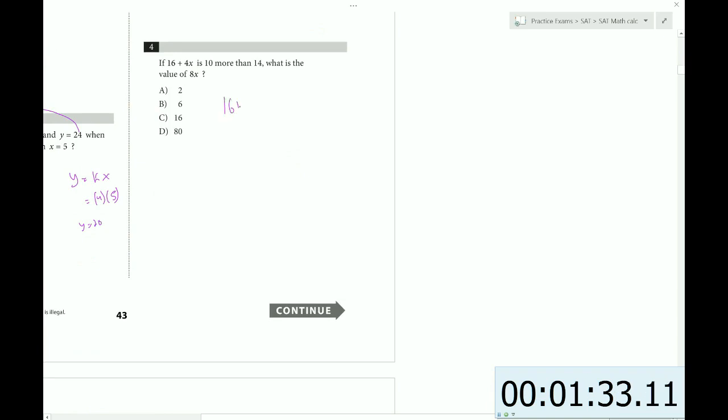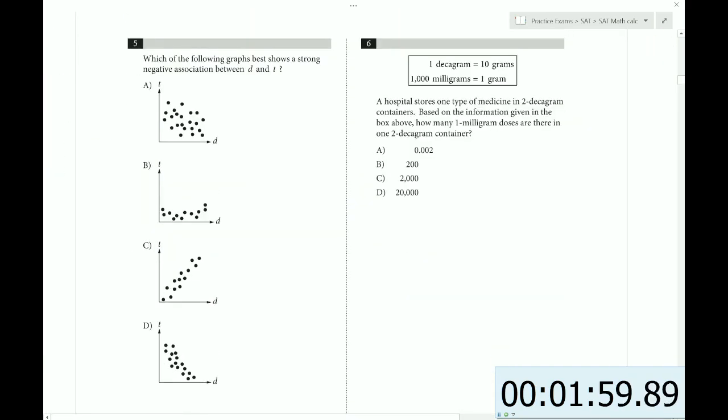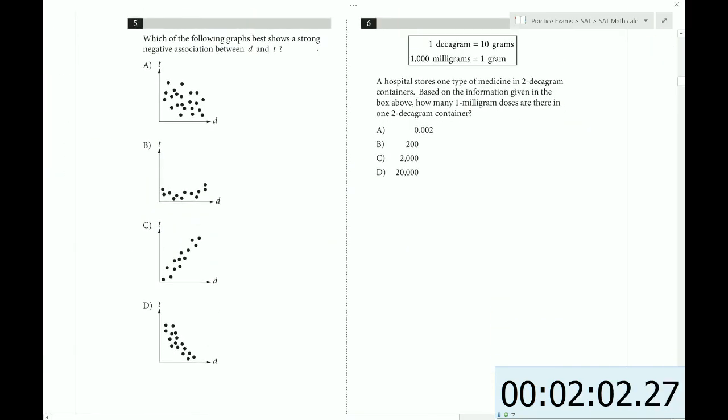If 16 plus 4x is 10 more than 14, what is the value of 8x? So this side is 24, plus 4x. Subtract 16 from both sides, we get 8. So 4x is 8, divide by 4, x is 2. Then plug in here, and we get 16 for 8x. Which of the following graphs best shows a strong negative association? So we want a negative slope, and strong means that the dots are close together.